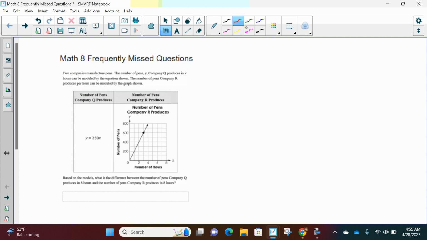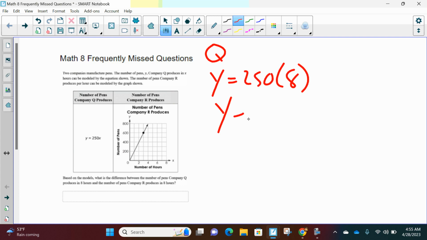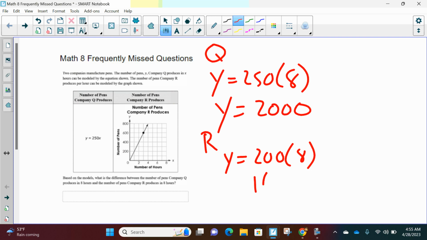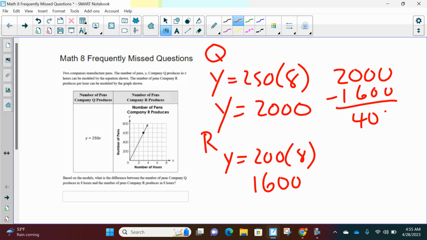So for company Q, we already have the equation, which is y equals 250 times 8. So y would equal 2,000. For company R, at 1, there's 200 pens. So we can say y equals 200 times 8, or 1,600. To find the final answer, we subtract. So we do 2,000 minus 1,600. That's 400. So the answer is 400.